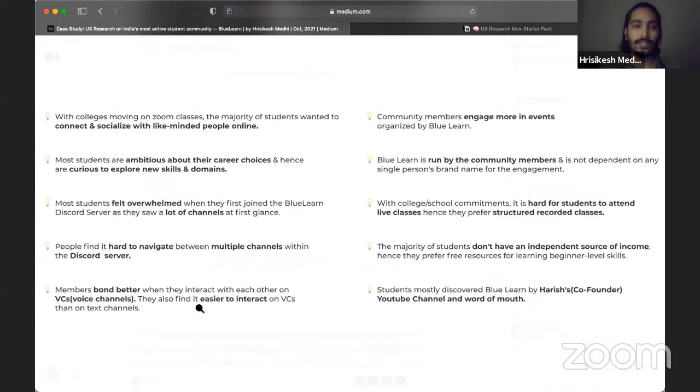So after all the user interviews, what we did was we got a lot of findings, and like Viraj explained, you connect all these findings, you connect all the dots, and then come to a few insights, right?